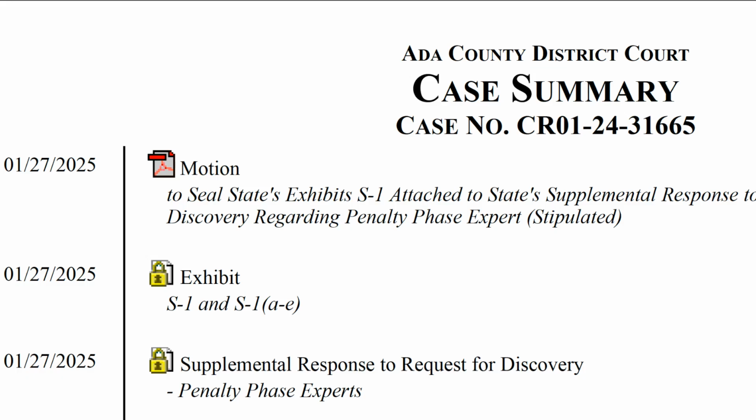So again, when you see these little lock and key symbols next to an event, whether it's a hearing, whether it's a filing, whether it's an order, that tells you that these items are sealed from the public. And I do encourage you to, when you have an opportunity, look at, and I mean really look at this case summary page.